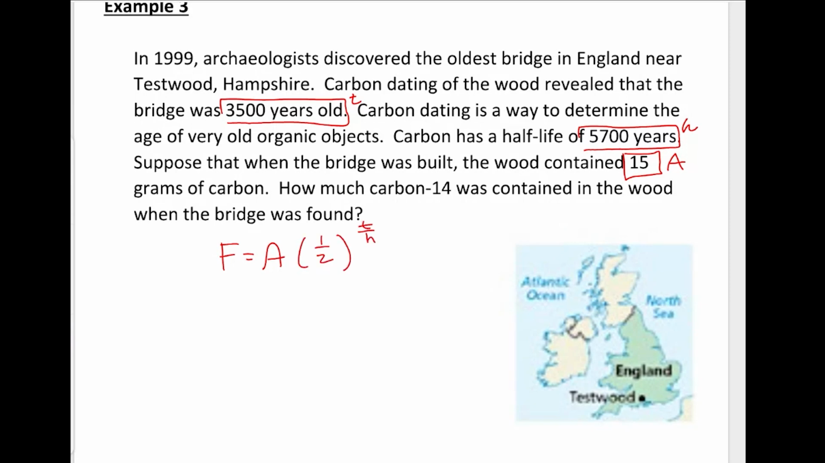T over H, okay? Start plugging in all of our values here. Our initial amount is 15 grams. And we're going to multiply that by a half to the number of times that the half-lives have occurred, which should be less than 1. So the T here, the time that has elapsed, is 3,500 years, and the half-life is 5,700 years. So yeah, this number is less than 1, right? Because less than 1 half-life has occurred. Looks like it's pretty close to a half, or no, a little bit more than a half.